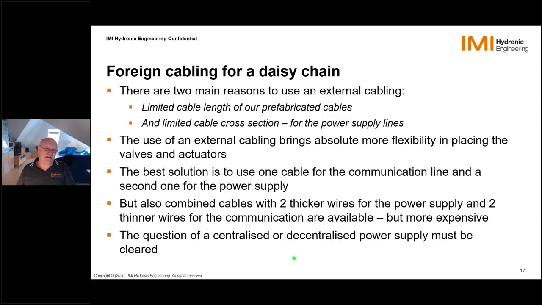And of course, from the beginning, we have to clarify what's going on with the power supply. Will it be centralized or will it be decentralized? Both are possible.